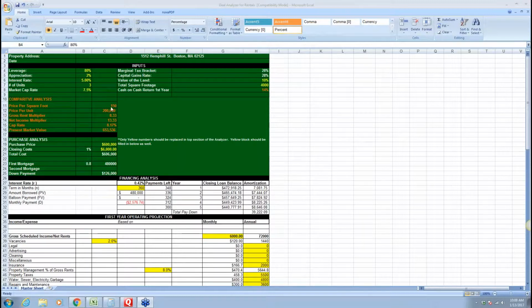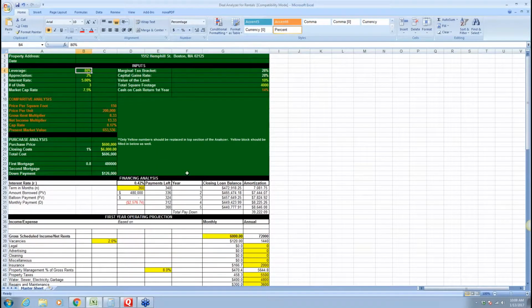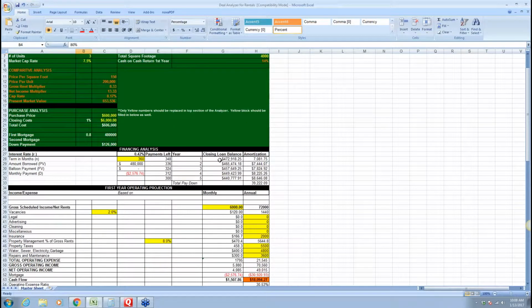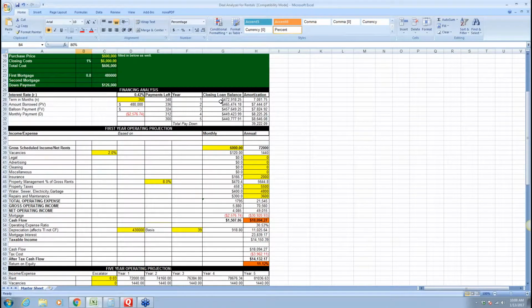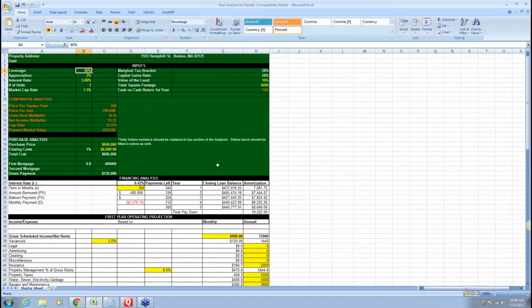And you'll see a lot of these cells are yellow. What that means is these are the only cells that you really need to worry about inputting your data. Everything else you'll see, for example, numbers here, amortizations, closing, loan balance, cash flow here at the end that we'll take a look at, is all calculated for you based on the numbers and data that you input yourself.